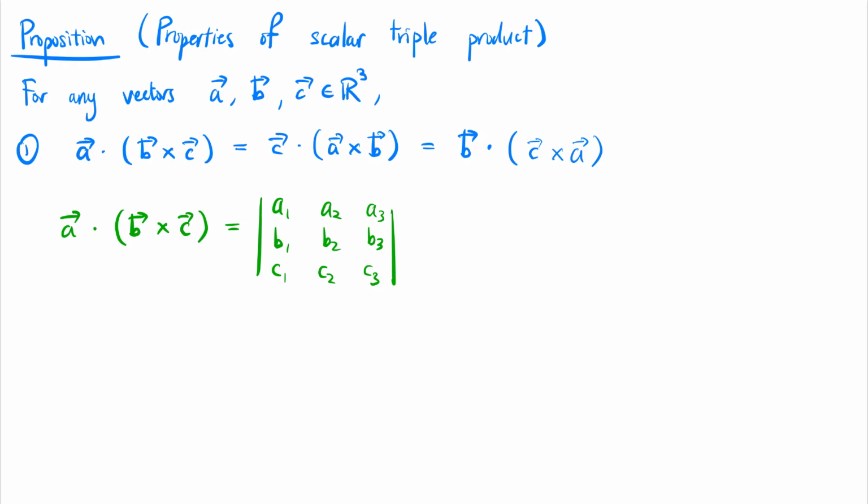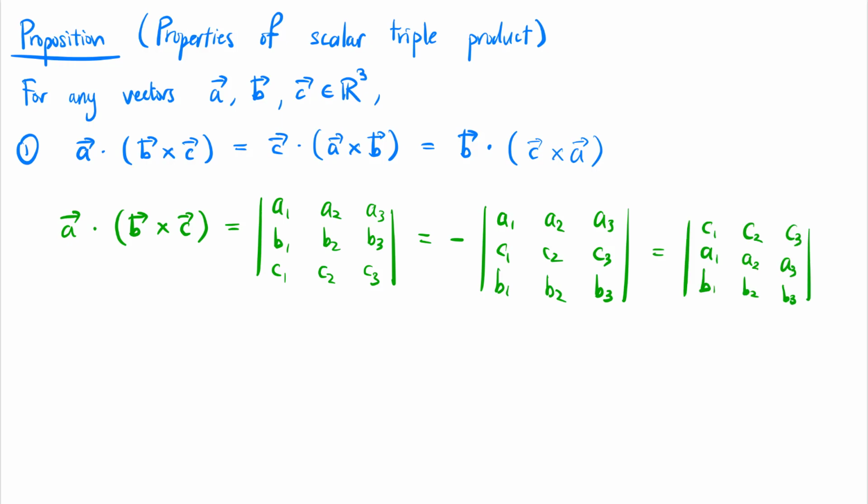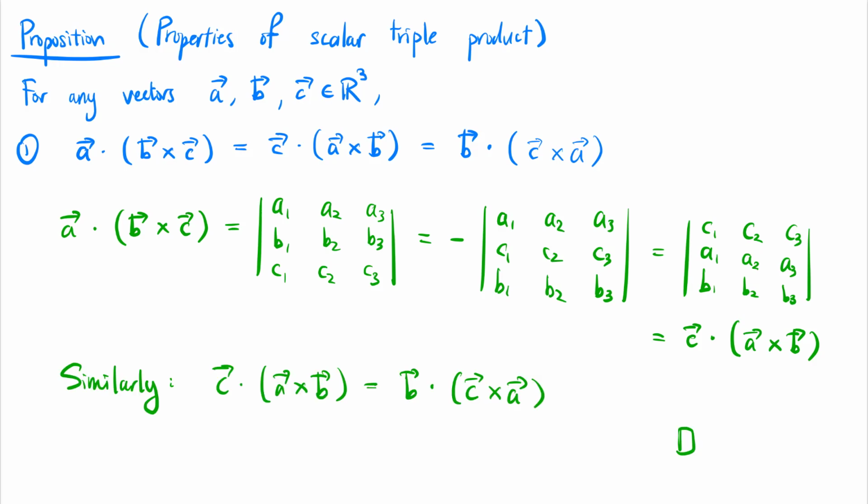We swap the second and the third rows to give the negative of the determinant with rows (A1, A2, A3), (C1, C2, C3), (B1, B2, B3). Now we swap the first and the second rows to give the determinant with rows (C1, C2, C3), (A1, A2, A3), (B1, B2, B3), which is equal to C dot (A cross B). Similarly, by swapping two rows of the determinant twice, we have C dot (A cross B) equals B dot (C cross A).